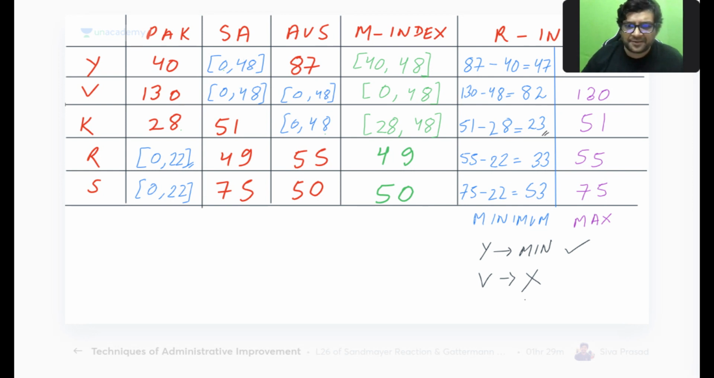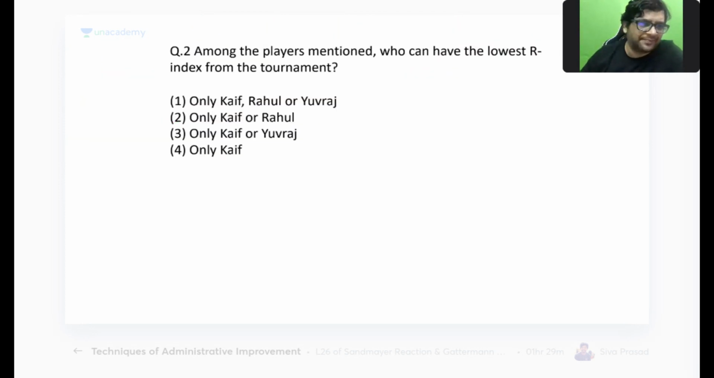If I take Kaif as 23, then yes, all others are bigger, which is possible. If I take Rahul as 33, once again, all others are bigger. So that is also possible. If I take Saurav minimum as 53, then Kaif would become lower than that. So Virendra, it is not possible. Saurav, it is not possible. Yuvraj, Rahul and Kaif, for these three, it is possible.